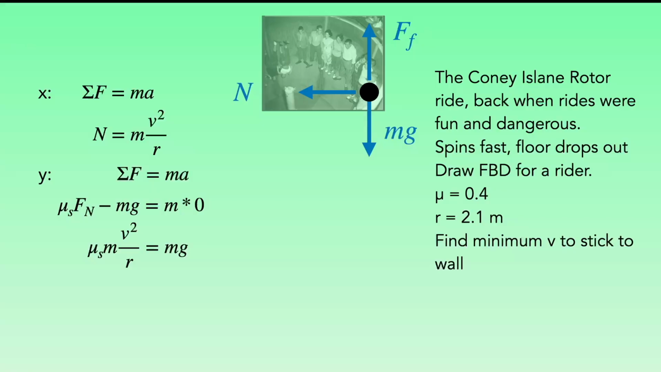So we have that equation, right? But that normal force is going to be mv squared over r. So the v ends up being square root of gr over mu, and that ends up being 7.25 meters per second.